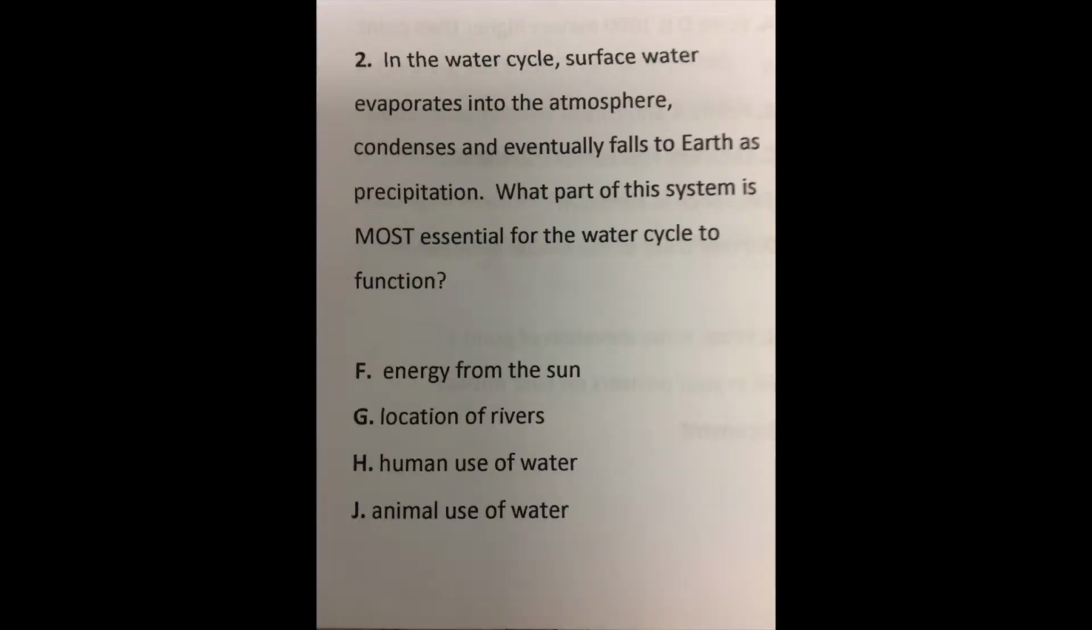Number 2. In the water cycle, surface water evaporates into the atmosphere, condenses, and eventually falls to Earth as precipitation. What part of this system is most essential for the water cycle to function? F. Energy from the sun. G. Location of rivers. H. Human use of water. Or J. Animal use of water. Mark your choice on your answer document.